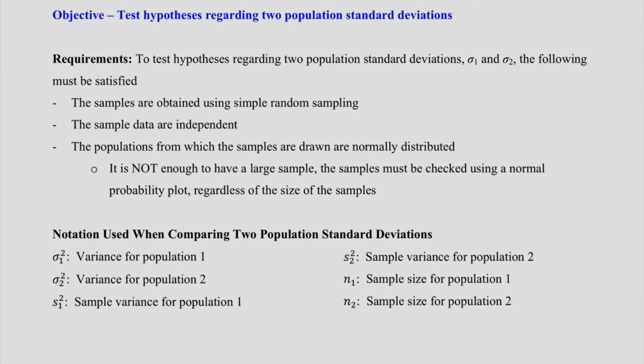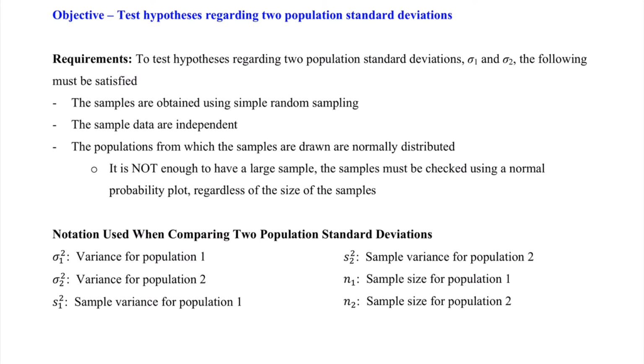Heading into our objective then, hopefully this is feeling a bit familiar as we do have requirements that need to be satisfied in order to conduct the hypothesis test. First, our samples need to be obtained using simple random sampling. We have to have independent samples this time, and the populations from which the samples are drawn need to be normally distributed. Note that it is not enough to have a large sample. We don't have something that helps us out in that manner.